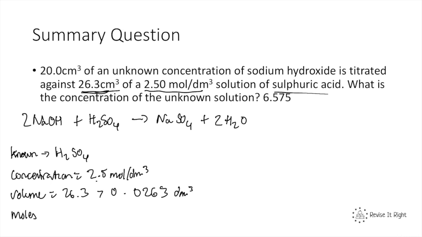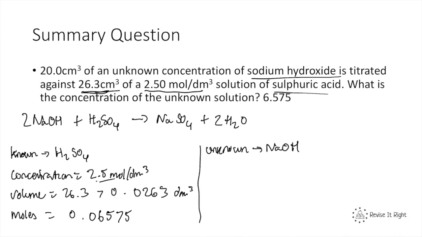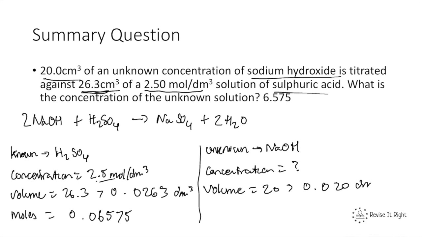We can then work out the moles using the equation moles equals concentration times volume. So you would have done 2.5 times 0.0263, and for your answer you would have got 0.06575 moles. And then we're going to go over to our unknown, and this is what we're trying to work out. It's the unknown sodium hydroxide, so let's write that here. And the concentration is unknown, so we're going to write a question mark next to that. Our volume in our question is 20 centimeters cubed. We're going to convert that, of course, so we get 0.020 decimeters cubed.